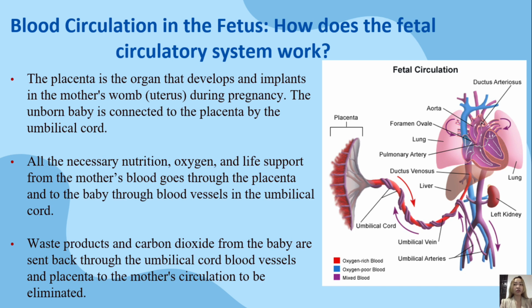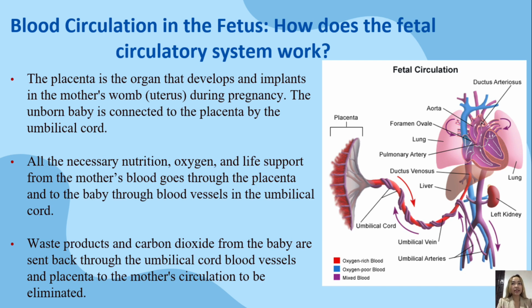All the necessary nutrition, oxygen, and life support from the mother's blood goes through the placenta and to the baby through blood vessels in the umbilical cord. Waste products and carbon dioxide from the baby are sent back through the umbilical cord blood vessels and placenta to the mother's circulation to be eliminated.